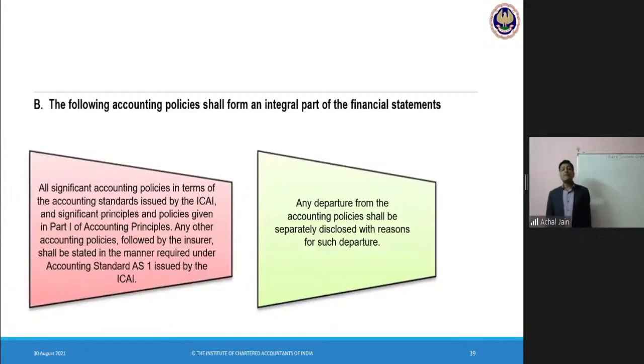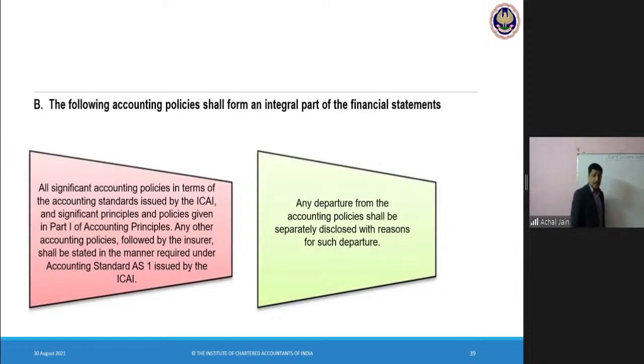Whenever there is any departure from the accounting policies in their application in the financial statements during the year, the same is required to be disclosed, along with the reasons for such departure. Generally, you will not see this disclosure because no company would want to do this, having an accounting policy but not following it. That is considered a very serious non-compliance in respect of various accounting standards which are in place. Okay, clear?